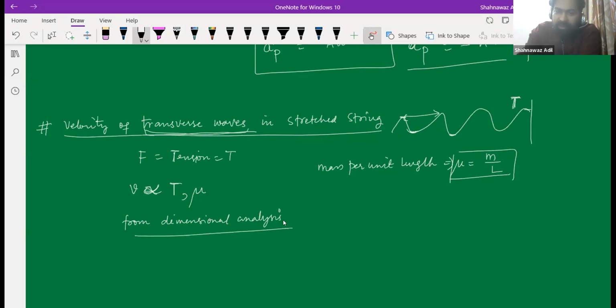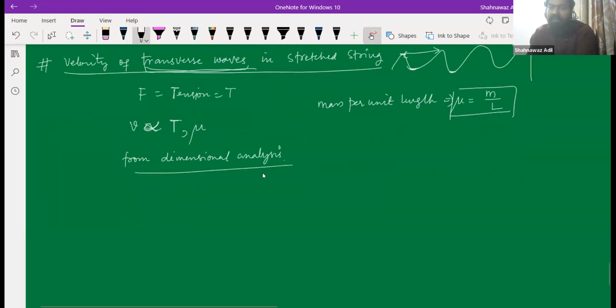Okay, so let us do that from dimensional analysis. We know that the velocity of a transverse wave in a stretched string is dependent upon tension and mass per unit length. So now, let us use dimensional analysis to get the velocity. What would be the dimension of velocity? What would that be?